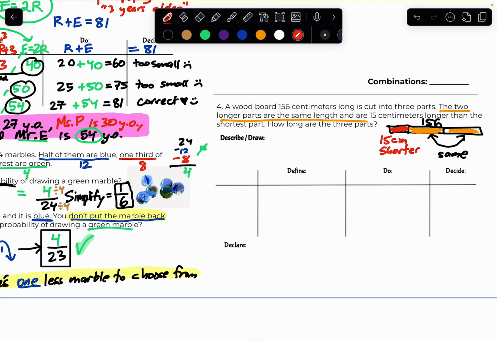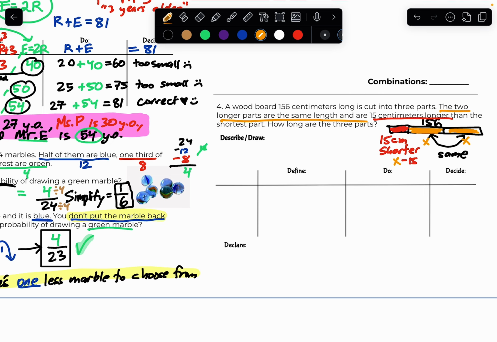Another way to say that is x minus 15. If this part is x and x, because they're the same, then the shorter one would be x minus 15, since it says 15 centimeters longer than the shorter part. Is that right? Let's see, 15 centimeters longer than the shorter part. Yeah, so that means the shortest side is 15 less.